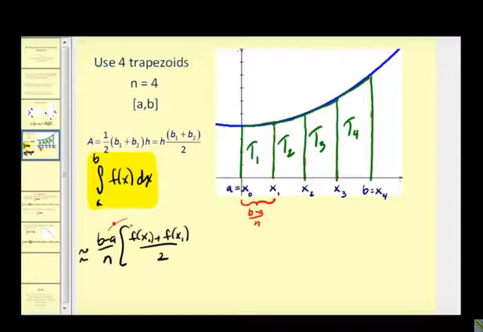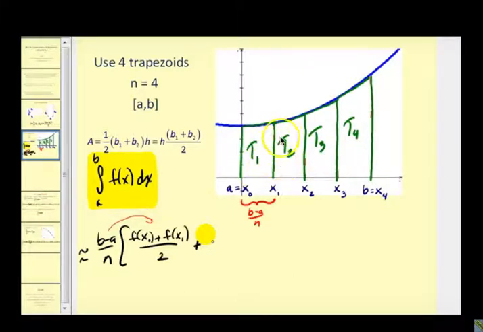This product here would be the height times half of the sum of the bases. So this would be the area of trapezoid 1. Since the height is the same... Now, are you okay with that? So this is the height. So we're doing function of x0 plus function of x1 divided by 2. That's a plus b divided by 2.